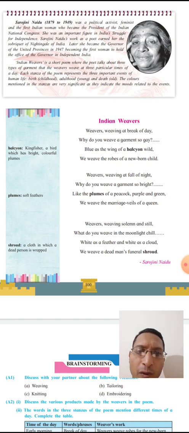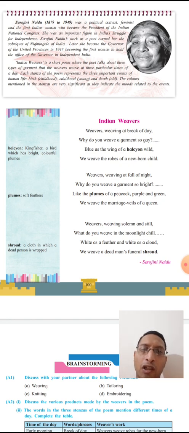like the plumes of a peacock, purple and green? We weave the marriage veils of a queen. So the weavers are giving the reaction that they are weaving the marriage veils of a queen, which are like the feathers of a peacock, purple and green, like the plumes of a peacock, purple and green. We weave the marriage veils of a queen.